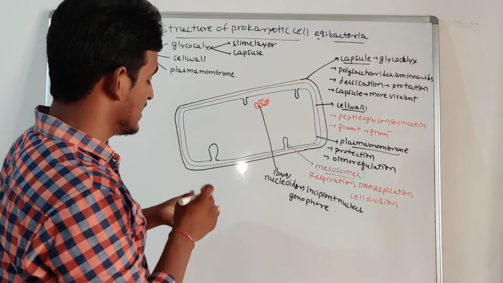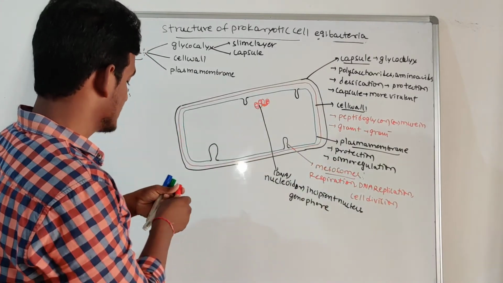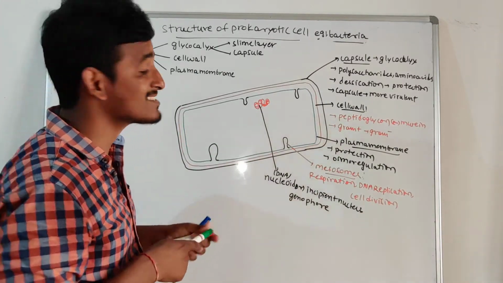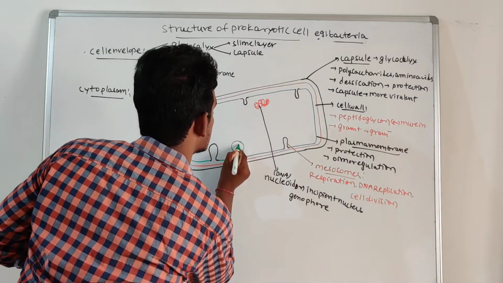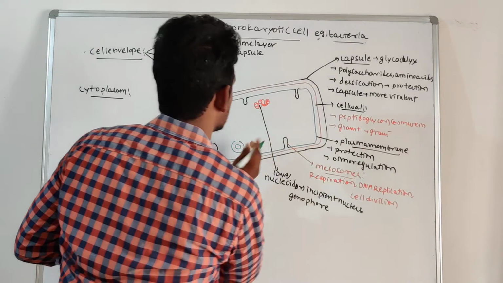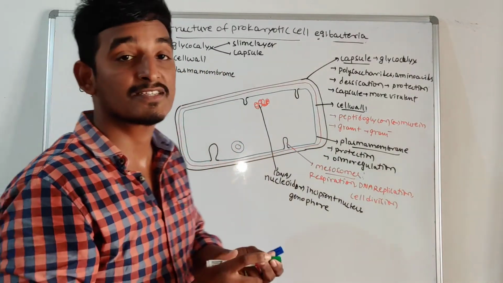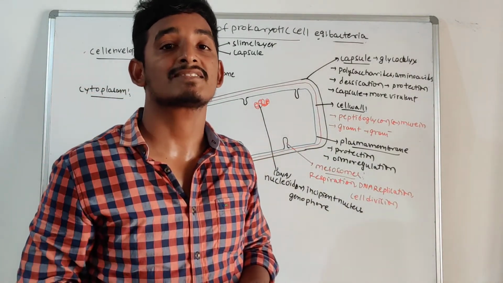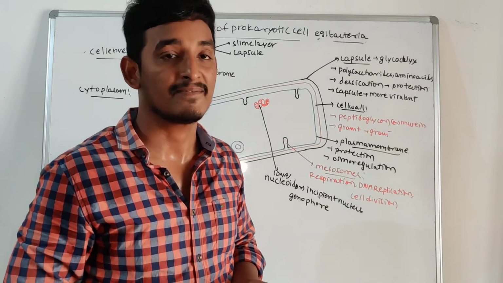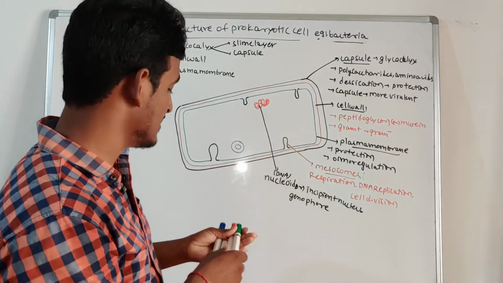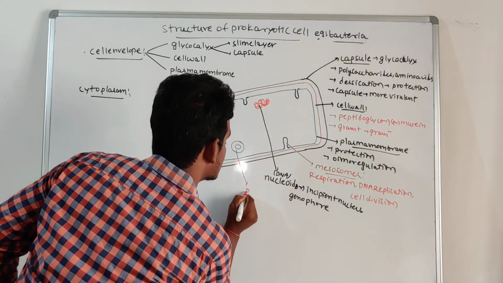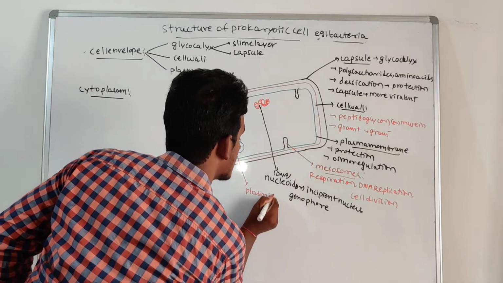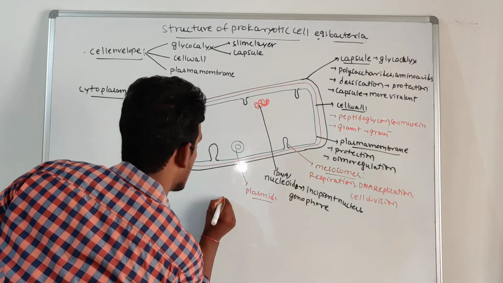Along with this DNA, there are other structures like plasmids. What are plasmids? Plasmids are extrachromosomal DNA. Along with the genetic material, they are extrachromosomal DNA.